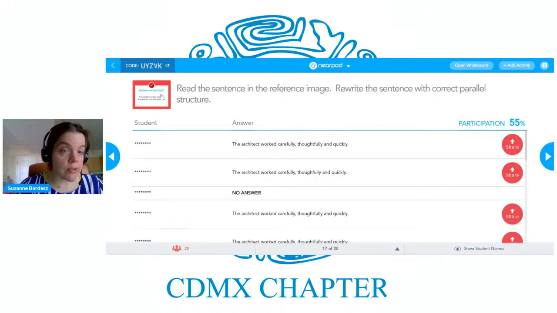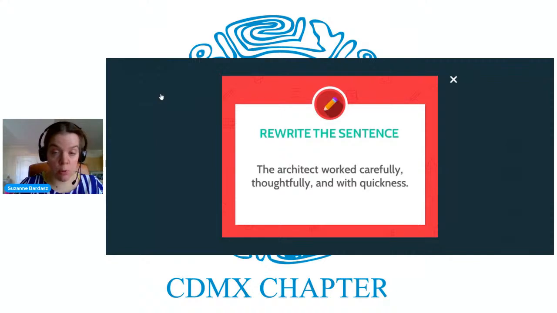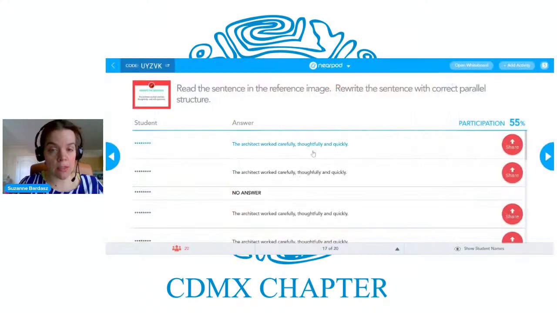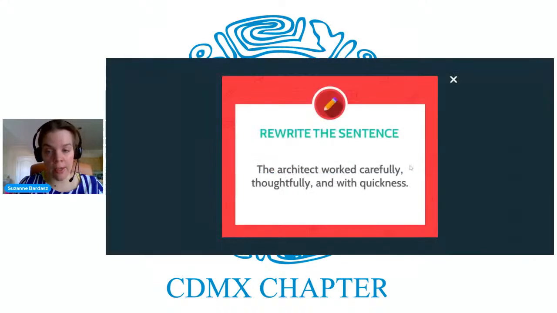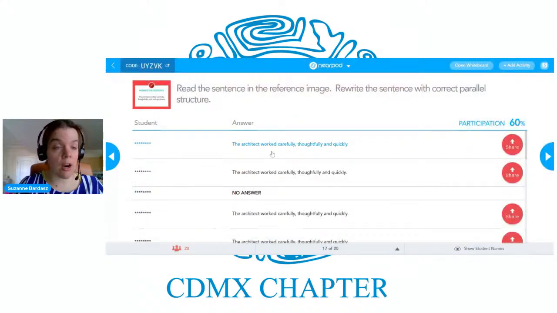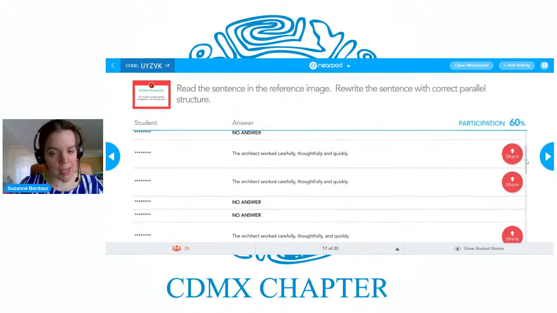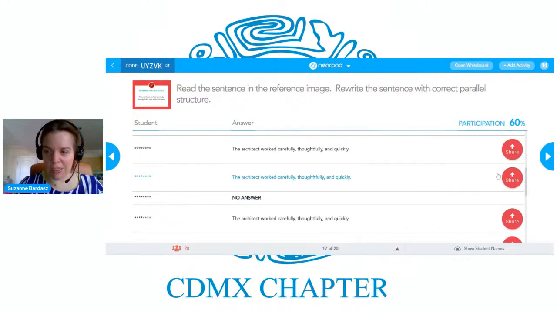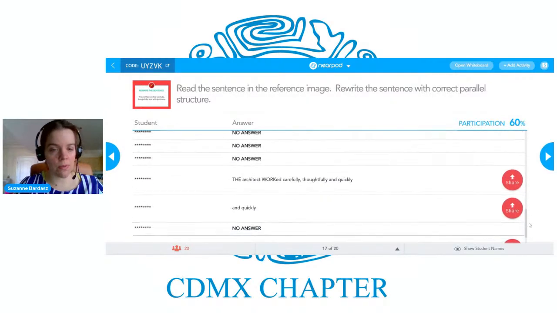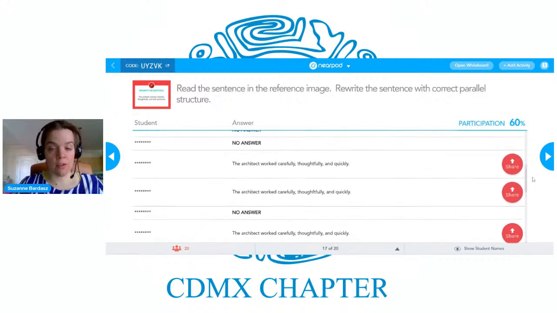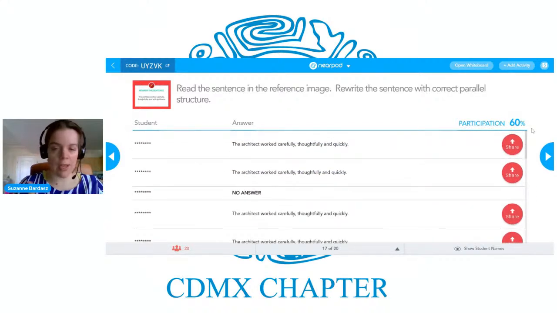So here was the sentence: The architect worked carefully, thoughtfully, and with quickness. We agree that it's this one right here that's not in parallel structure. So we should have: the architect worked carefully, thoughtfully, and quickly. Yes, excellent. Perfect. Those of you who got it and submitted it, excellent.